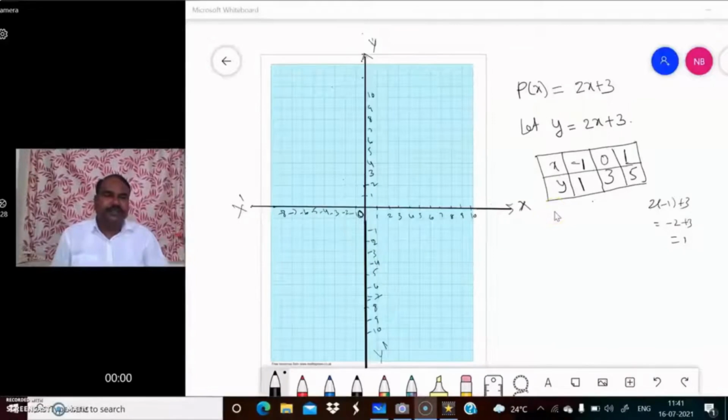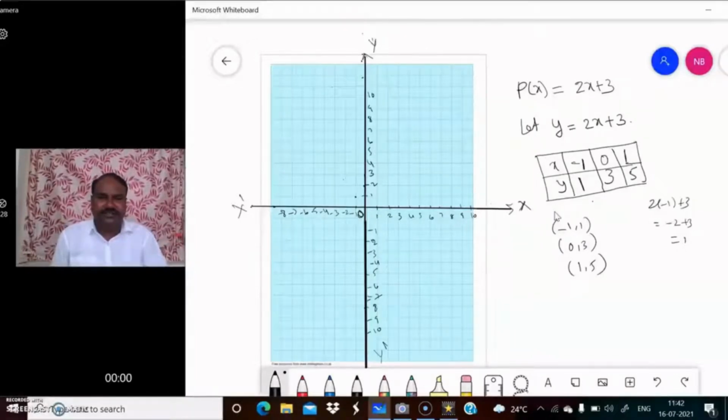Now plot these points minus 1, 1 as well as 0, 3 and 1, 5 in this coordinate system. Minus 1 on x-axis, minus 1 here and plus 1 is here on y-axis. This is a point. And then 0, 3: on x-axis 0, y-axis 3, that is 0, 3. And 1, 5: on x-axis 1, y-axis 5. Now join these 3 points with the scale and we can extend the line also.